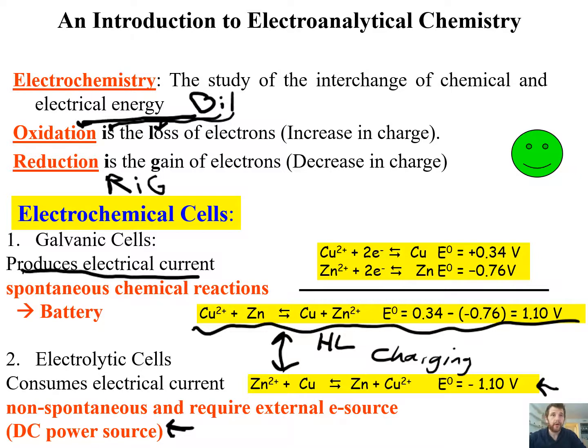Electrochemistry. It's the study of basically chemicals and how they change electrons. It's basically the electrical energy and how it interacts with these molecules.